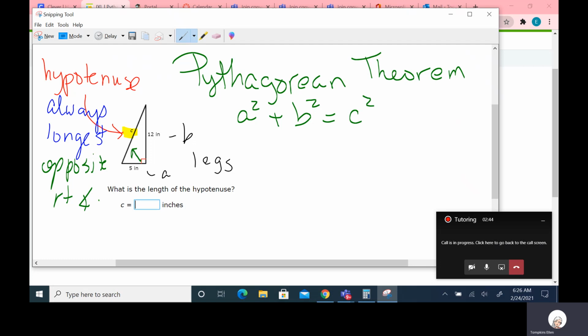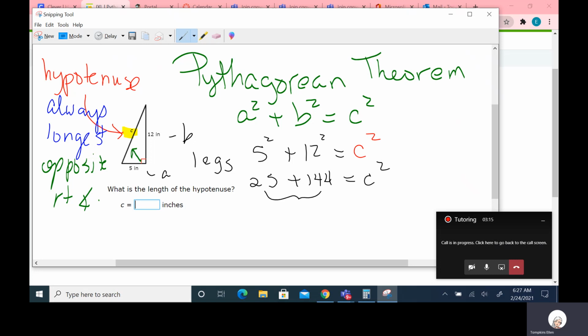So we're looking for the hypotenuse, C. We don't know that yet, but we can plug in the other values. B, in this case, I have 12, and A, I have 5 in that position. So they're plugged in. 25 plus 144 equals C squared.